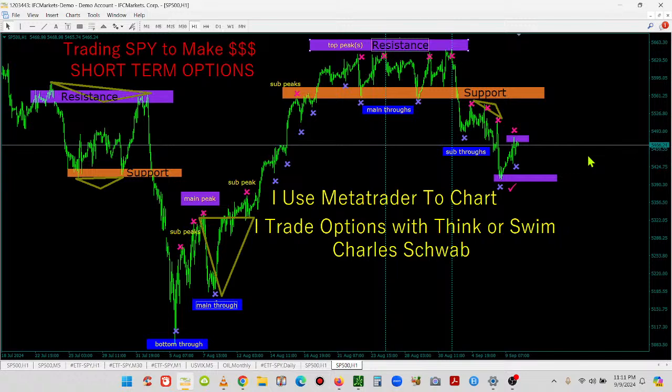So, we have right there a sub trough. We have a sub peak. We have potentially a main trough right there. So there is the possibility this could go up, because I said so.